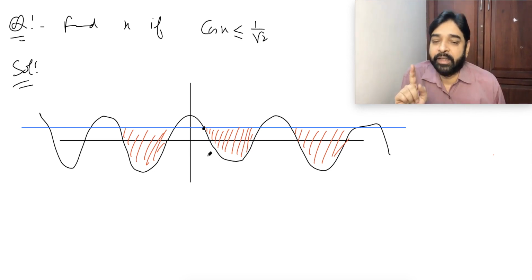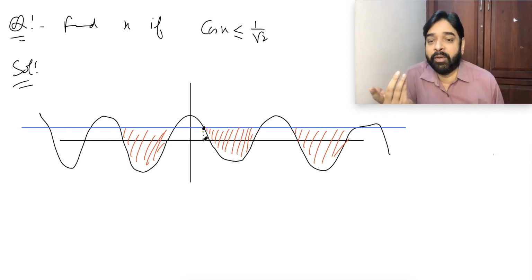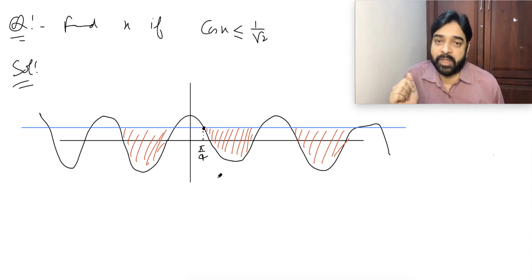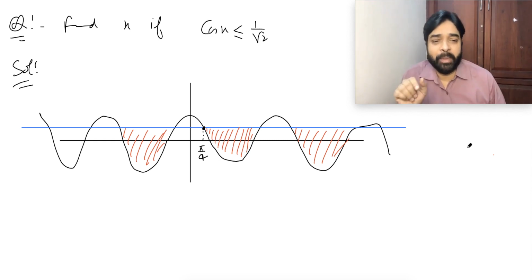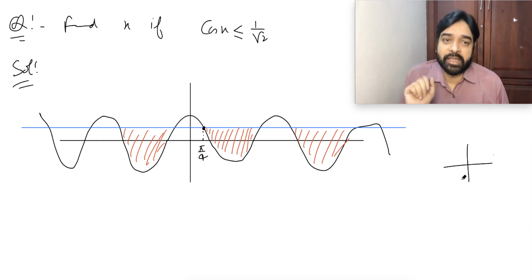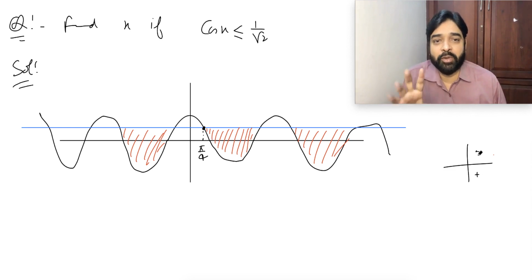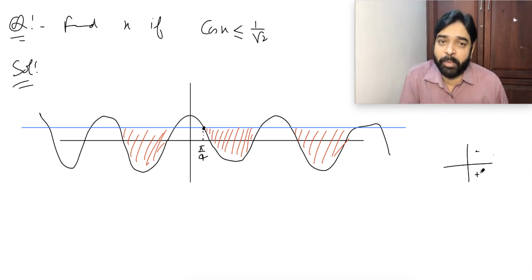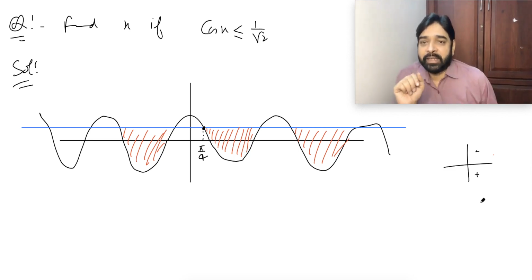What is this point? This is the point where cos x will become 1 by root 2. When will it become 1 by root 2? At pi by 4. This much all of you know, I think. Yes or no? This is pi by 4. Next, again when will it become 1 by root 2? You can do it by the quadrant method also. Cos x is positive when? In the first quadrant and in the fourth quadrant. So in the first quadrant, cos x will become 1 by root 2 at pi by 4. In the fourth quadrant, it will be 2 pi minus pi by 4.